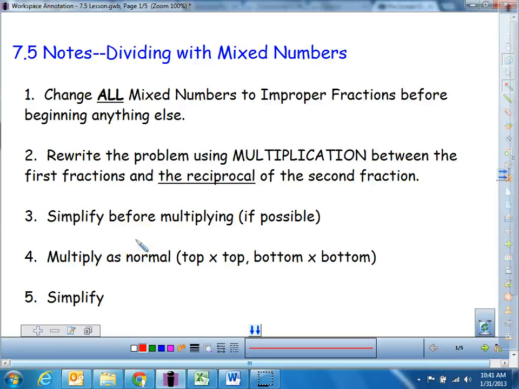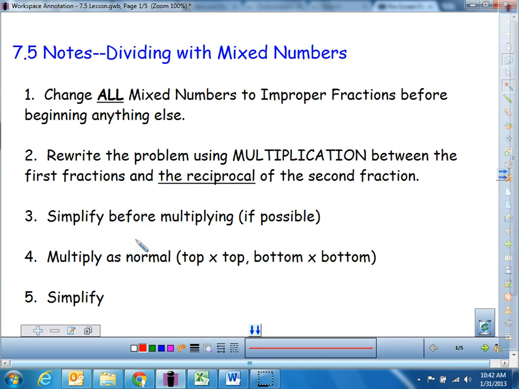Today we're going to be talking about dividing with mixed numbers. Let's review real quickly. We started out this unit learning how to multiply a whole number times a fraction. Remember, we had to put the whole number over 1 to turn it into a fraction form. And then it's top times top, bottom times bottom.